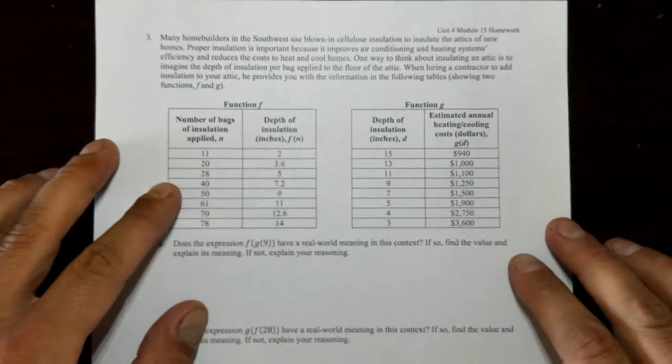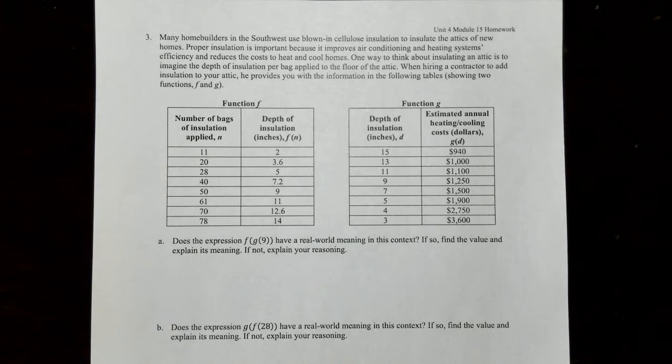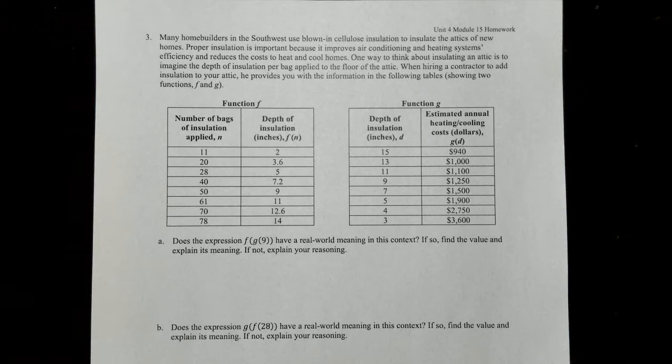Let's move on to number 3. Many home builders in the Southwest use blown-in cellulose insulation to insulate the attics of new homes. Proper insulation is important because it improves air conditioning and heating systems efficiency and reduces the cost to heat and cool homes. One way to think about insulating an attic is to imagine the depth of insulation per bag applied to the floor of the attic.